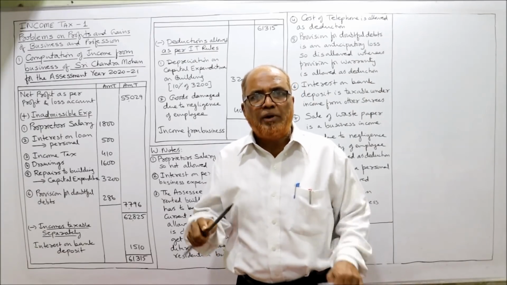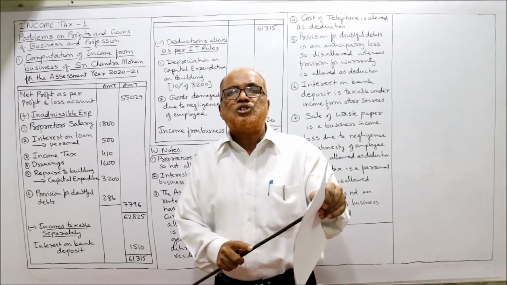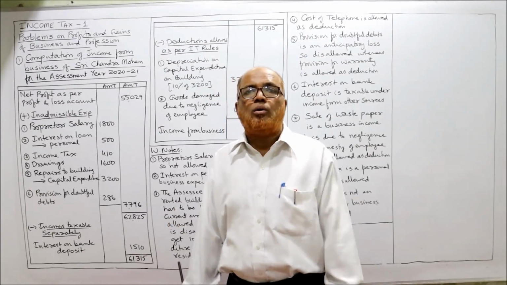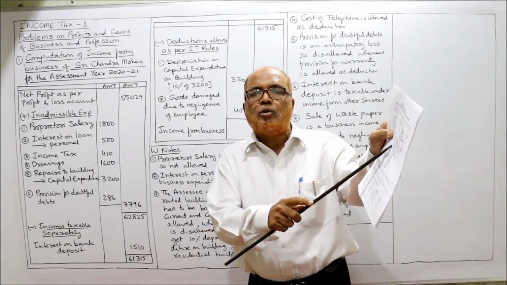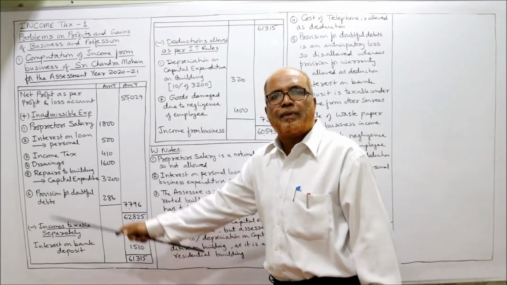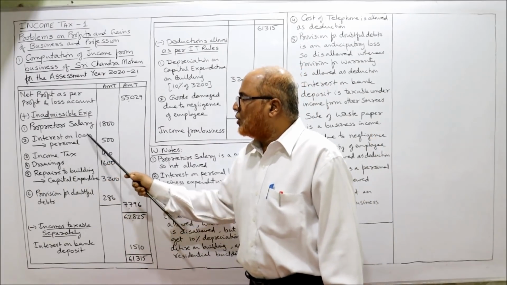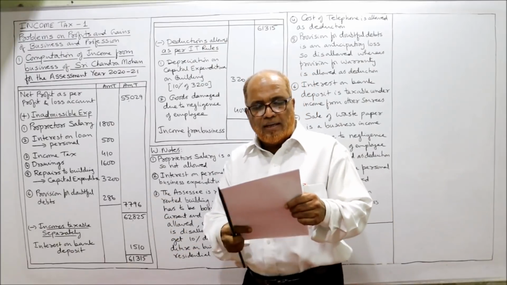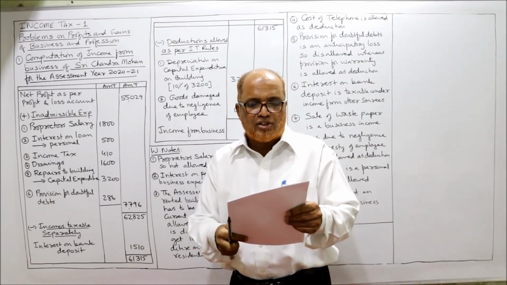The expenditure should not be of the business. So interest paid on personal loan is disallowed. Already it is debited to P&L account. Now it is disallowed. Add back. So interest on personal loan, 500. Next one, printing and stationery, allowed as deduction.